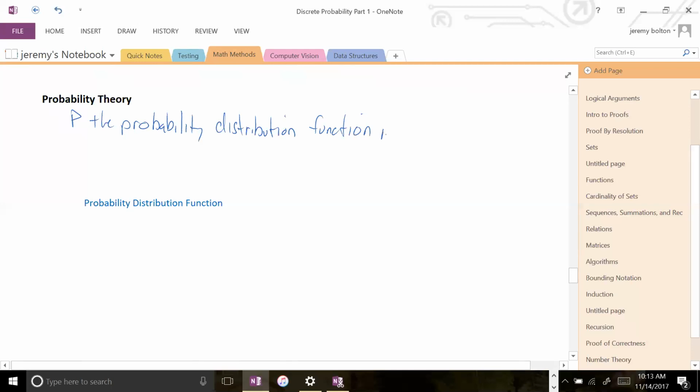And it maps subsets of S to the range 0, 1, and thus provides us a probability. More formally, we can say that P maps from our power set, here I'm using 2 to indicate the power set of S, to the range 0, 1.